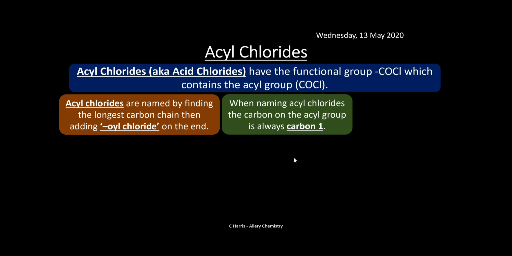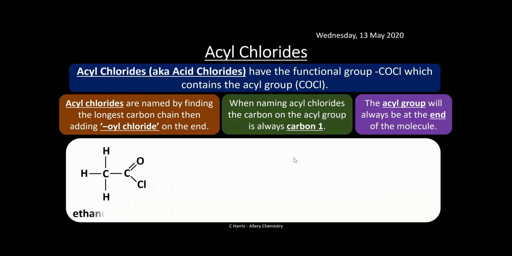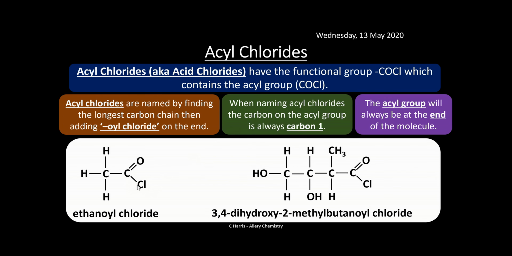So when naming acyl chlorides, the carbon on the acyl chloride is always carbon 1. This looks familiar because this is exactly how we would name a carboxylic acid. And of course, it's always got to be at the end of the chain. Again, you can see it's very similar to a carboxylic acid. So here's an ethanoyl chloride here. Ethanoyl chloride is very similar to a carboxylic acid, except instead of having an OH group at the end there, we have a Cl atom at the end. Here's another one. I've complicated this one a little bit more.